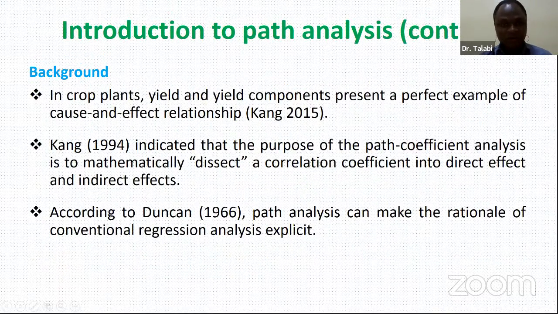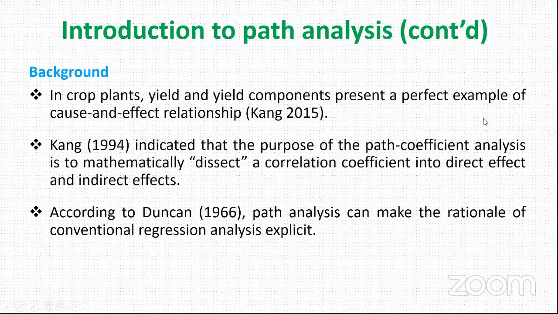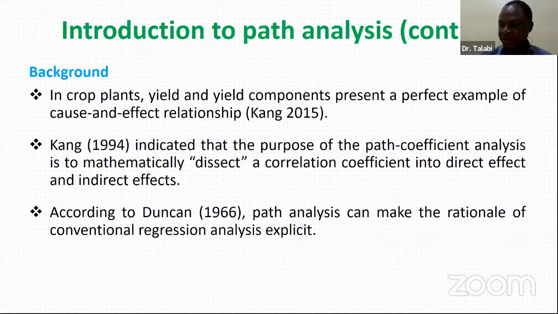All right, so in crop plants, like I said the other time, talking from the perspective of a plant breeder, we look at yield as our primary trait of selection. But we all know that when you talk about yield, for example in maize breeding, you also have the yield components. When you're talking about yield components, you might be looking at the ear length, the ear diameter.